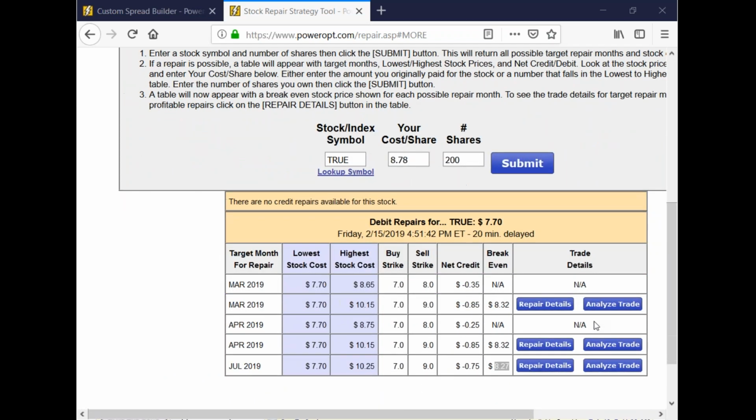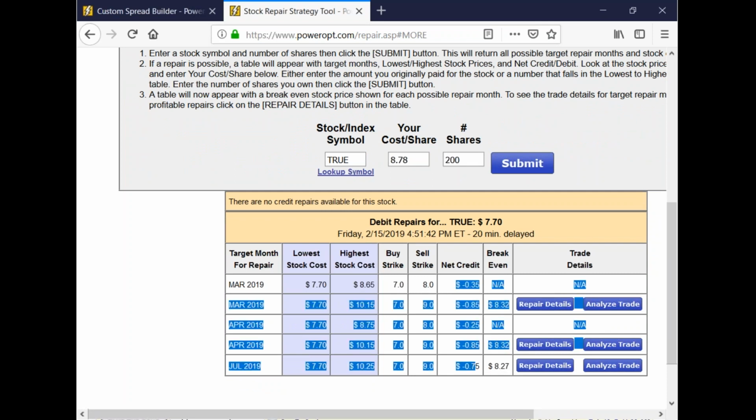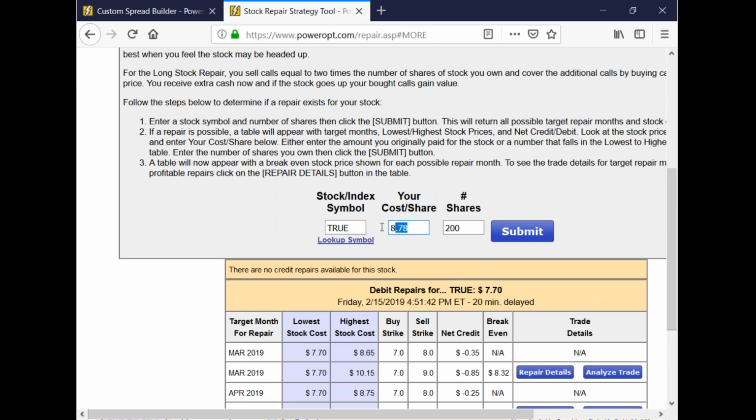A comment came in from Mark. He says, on the Power Options platform, on the debit repairs, the column header should indicate minus. Well, yeah, it's a net credit. It's a minus net credit, which means a debit, because the column here is a net credit, so we're showing a minus 35 cents, minus 85 cents, minus 75 cents, Mark. That's to denote that this is a debit repair rather than a credit.